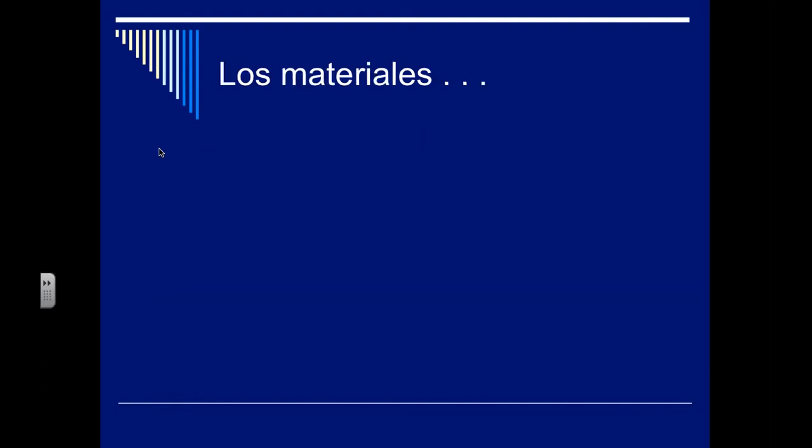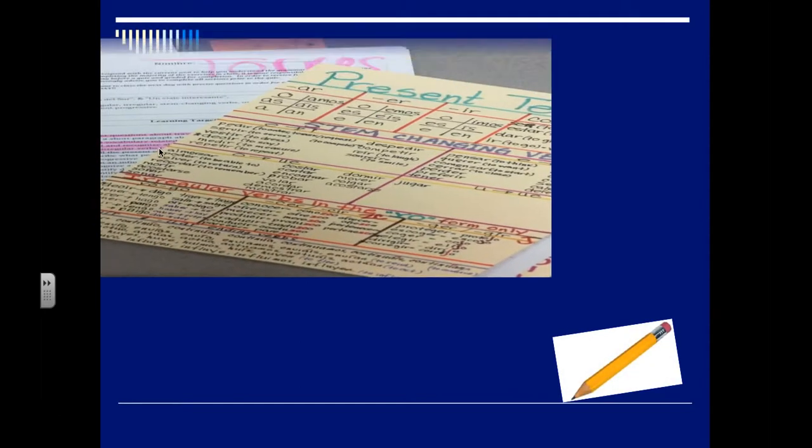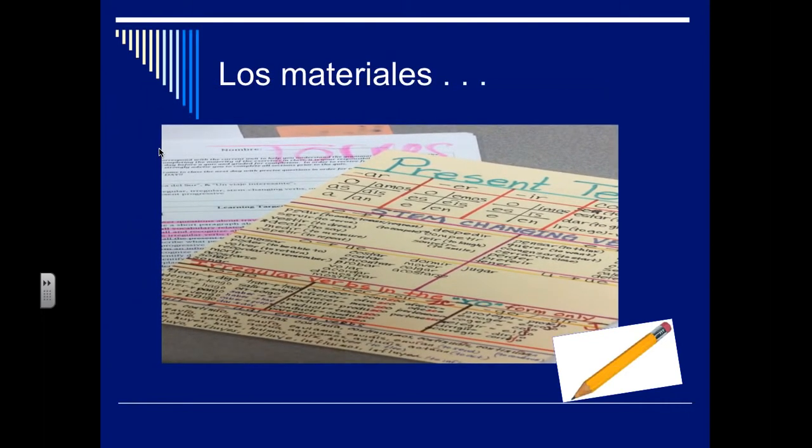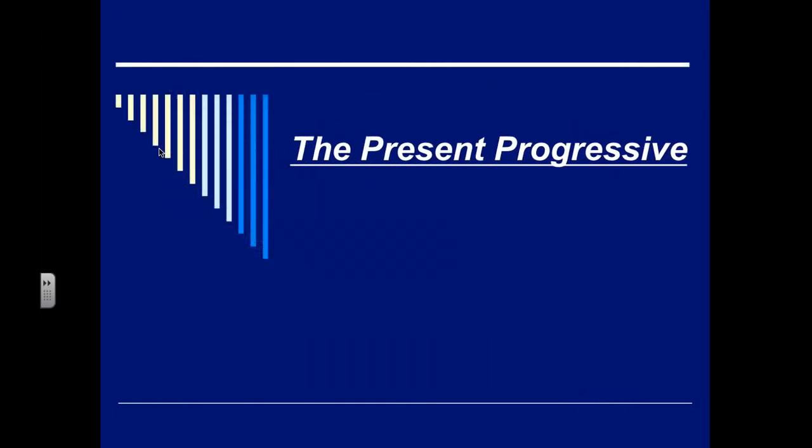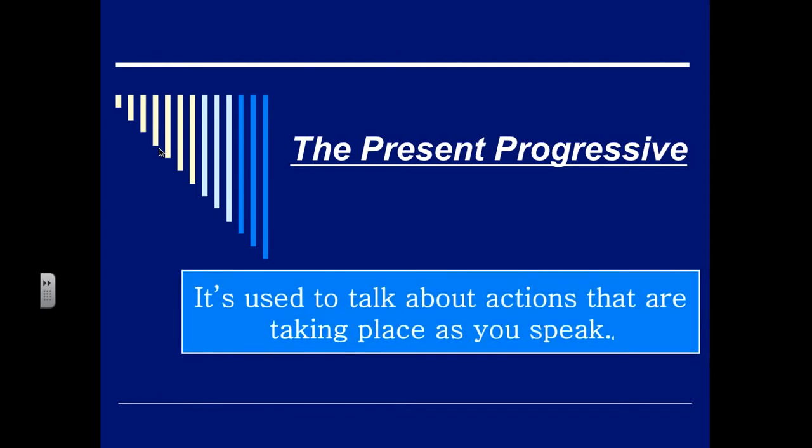But first, let's start with los materiales. Make sure that in front of you, you have un lápiz, tu manila folder, and your unit packet as well. The present progressive. We use this to talk about actions that are taking place as you speak.